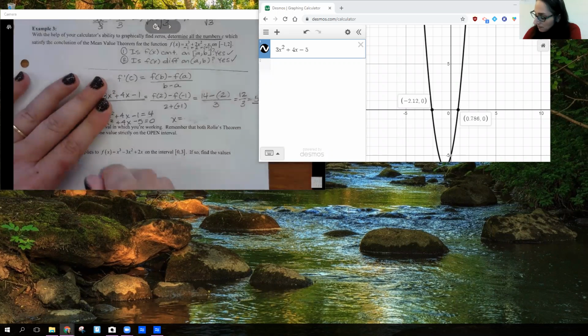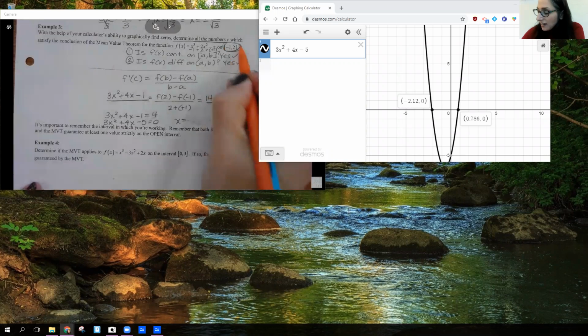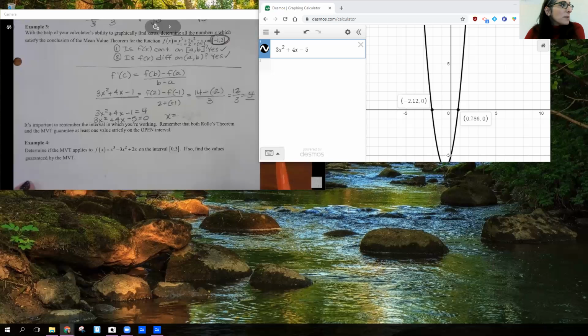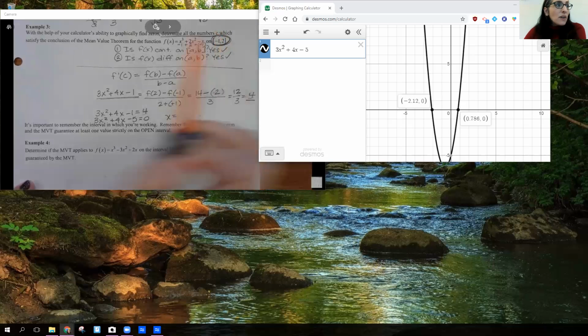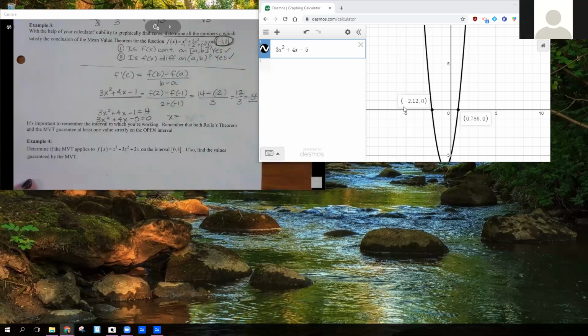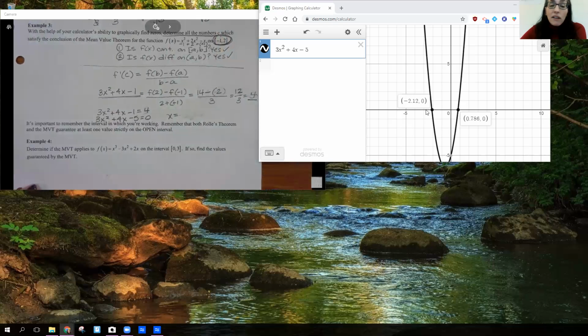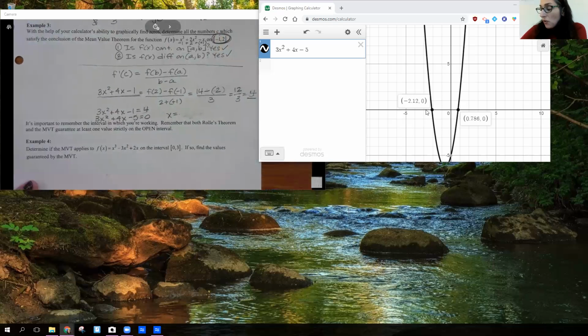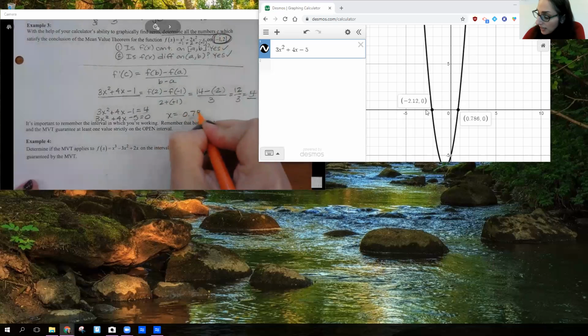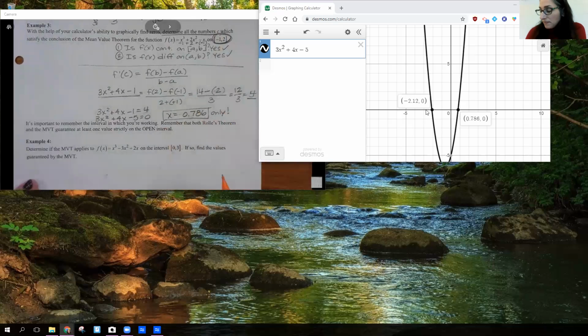What's our interval? Negative 1 to 2. Yeah, negative 1 to 2. That means that's all we can work with. So this answer right here, we've got to throw that out, right? Negative 2.12 is not in our interval that we're working with. So throw that one out. Only take the 0.786. Okay. So just those little things, right? Be super observant.